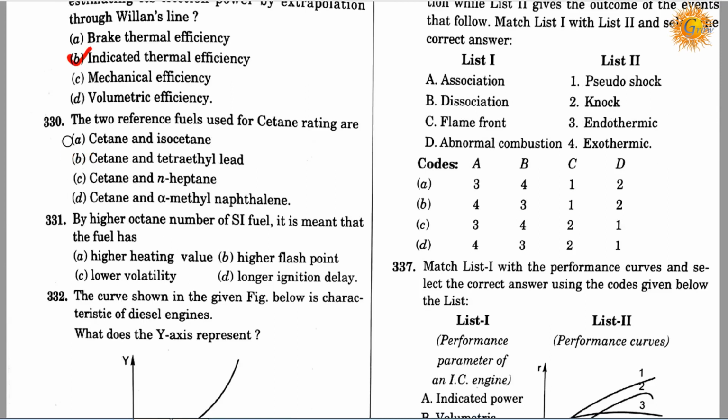Question number 330. The two reference fuels used for cetane rating are: option A, cetane and iso-cetane; option B, cetane and tetraethyl lead; option C, cetane and n-heptane; option D, cetane and alpha methyl naphthalene. So the correct answer is D, cetane and alpha methyl naphthalene.